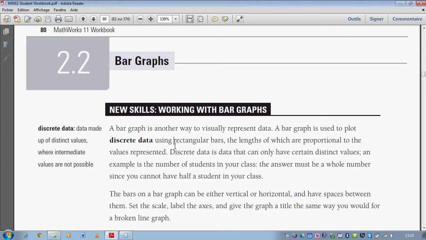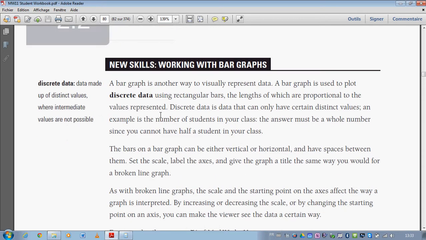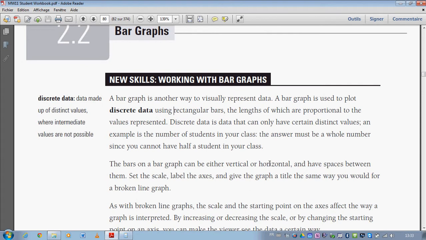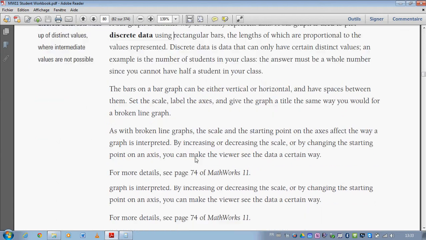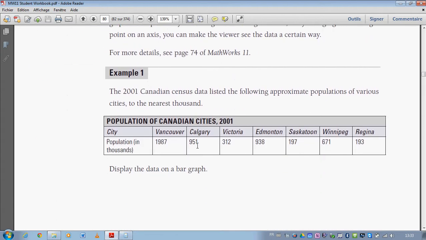Okay. Now on a bar graph, you can make a bar graph either vertically or horizontally. We're going to see that the main one that we prefer is the vertical bar graph. So going right on to example number one, they give you the population of Canadian cities, and they ask you to display the data on a bar graph.